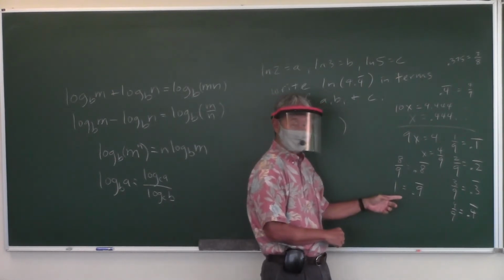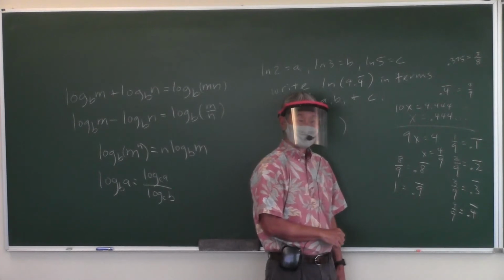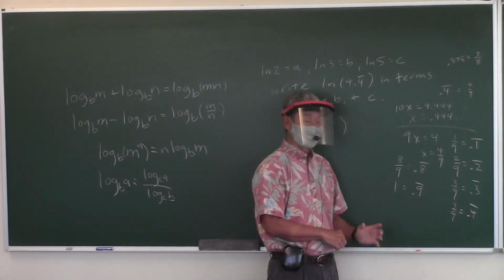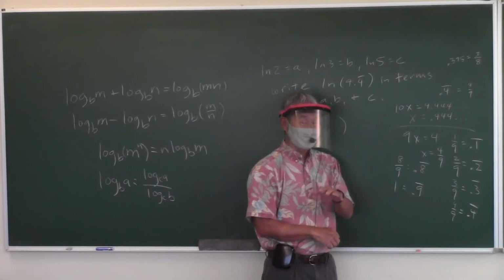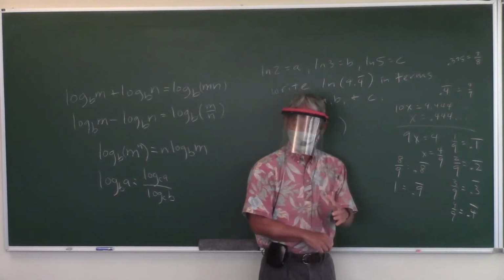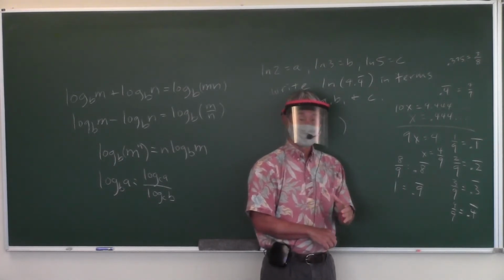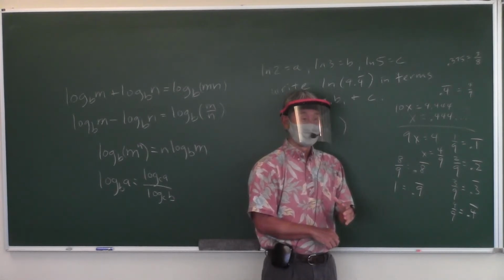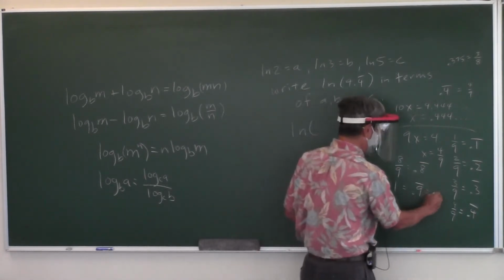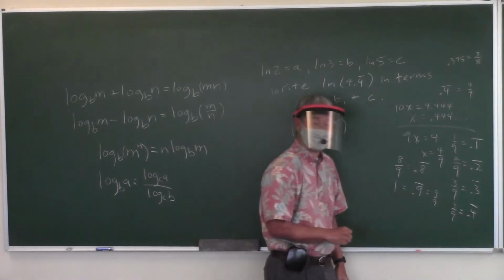Or is that going to blow your mind? Does everybody understand that 0.9 repeating, it's not approximately 1, it is 1? Or do I have to explain it? Okay, I'll explain it. Well, it's equal to 9/9. That's 1.